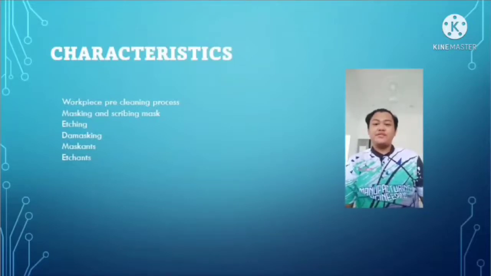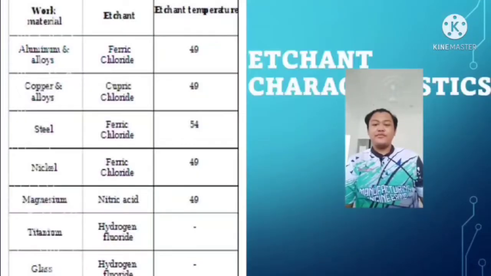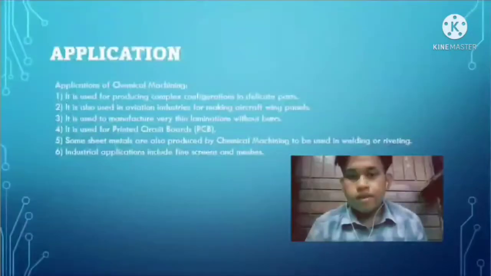The workpiece material to be removed is sprayed or immersed in a suitable etchant. Various etchants are available for machining different materials as listed in table 2. The type of etchant to be selected for machining is based on the following factors.